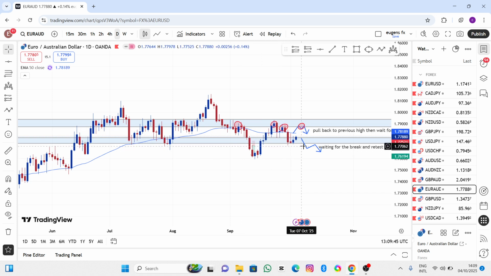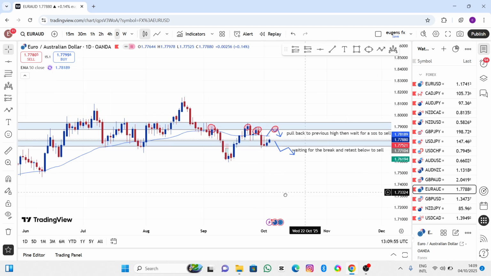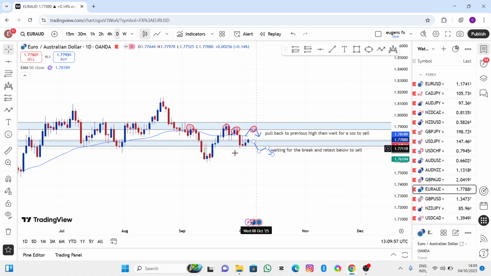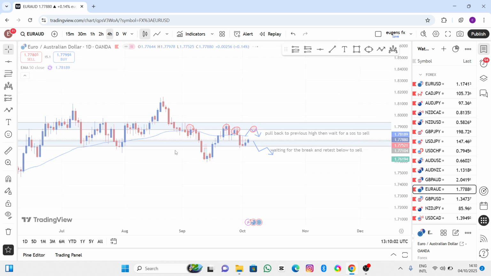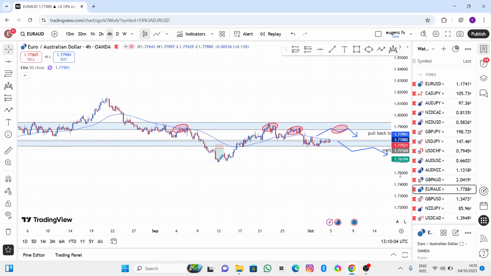So what I'm seeing now is market having either two moves. One, it pulls back to this first area of interest where we have a shift of structure to sell, or two, we have the break and retest below here to continue the sells. As you can see, pull back to previous high, then wait for shift of structure to sell, or wait for break and retest below to sell. So on the four hour, that's what we're just waiting for.